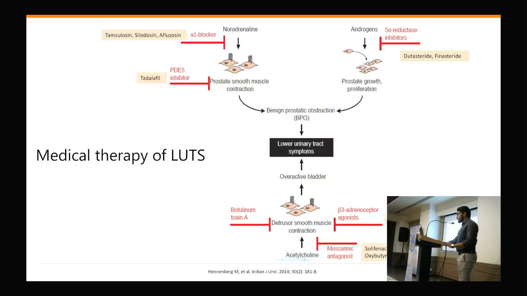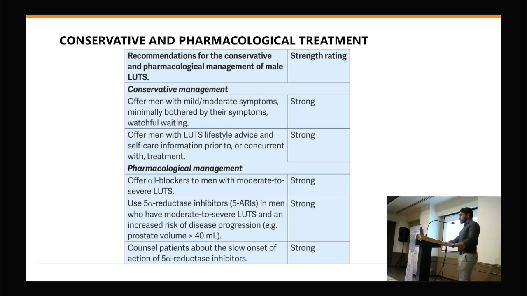So the drugs that act on the static factors are 5-alpha reductase inhibitors, drugs like dutasteride and finasteride, which help in decreasing the growth of prostate, whereas tamsulosin, silodosin, alfuzosin, which are alpha blockers, and tadalafil, which is phosphodiesterase 5 inhibitor, help in smooth muscle relaxation. Another reason of LUTS is overactive bladder, which is managed by beta adrenoreceptor agonists such as mirabegron and muscarinic antagonists such as solifenacin, darifenacin. So, conservative and pharmacological treatment.